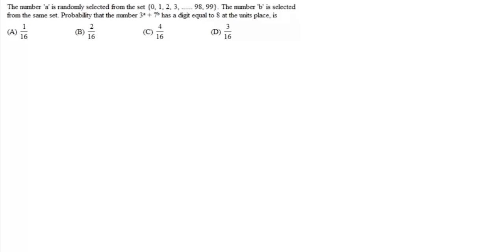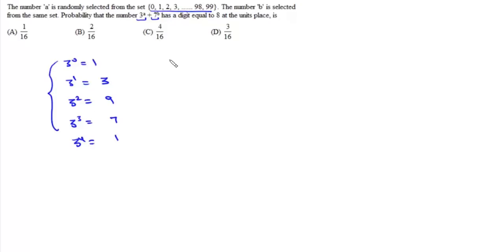Now the question is, a number A is randomly selected from the set from 0 to 99. The number B is selected from the same set. The probability that number 3 to the power A plus 7 to the power B has a digit equal to 8 at its unit place. Now if we look at powers of 3, 3 to the power 0 is 1. 3 to the power 1 has 3 in the units place. 3 square has 9. 3 cube has 27. And 3 to the power 4 is 1. So these values, they are going to repeat after every 4 powers.